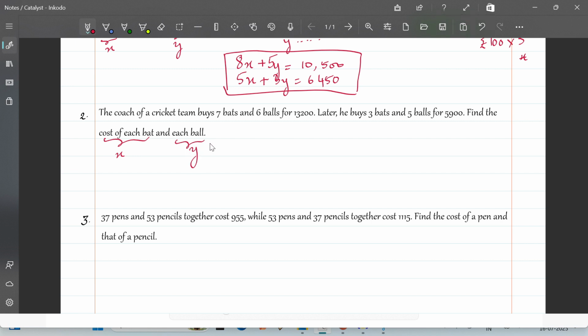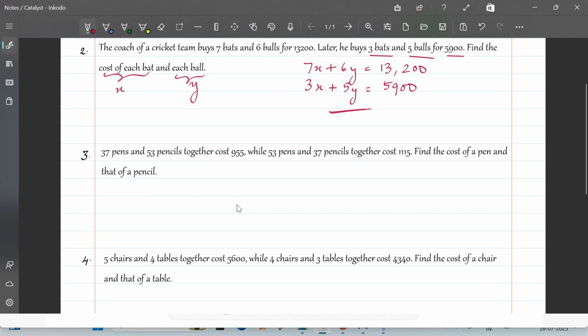So let us begin to frame the equations. The coach of a cricket team buys 7 bats, okay, and 6 balls together for 13,200 rupees. So 7x plus 6y equal to 13,200. 3 bats and 5 balls for 5,900 rupees. So 3x plus 5y equal to 5,900 rupees. That's it. Done. As simple as that.